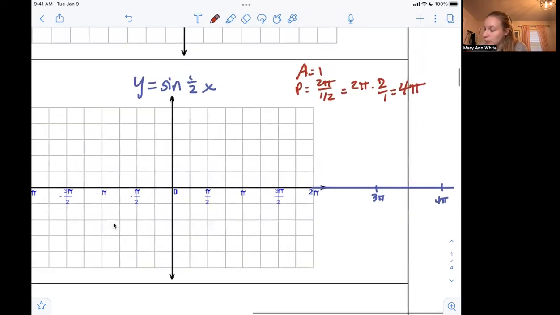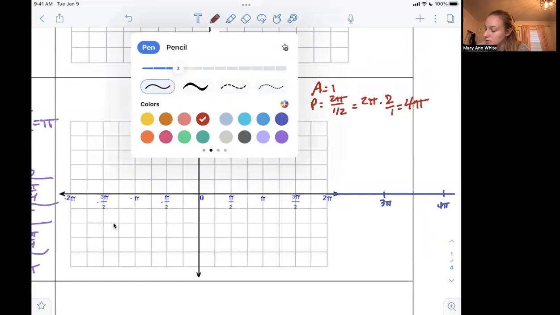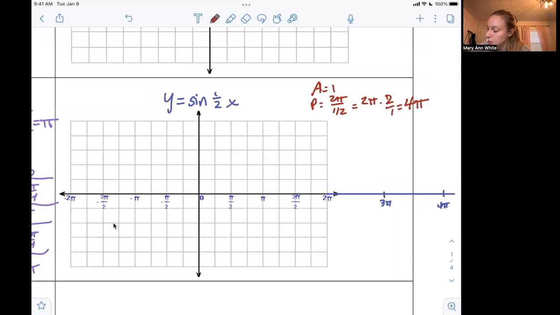I can still think about my points again. This time my quadrant angles are all going to be multiplied by 2 in order to figure out what my points are. So I know my last point is 4 pi because I've already decided that by my period. Now I'm going to think about 0 times 2, pi over 2 times 2, and so on. So I'll just do those one at a time. 0 times 2 is still 0. So that means my starting point is at 0. Pi over 2 times 2 is just pi. So I'm going to have a point at 0, a point at pi.